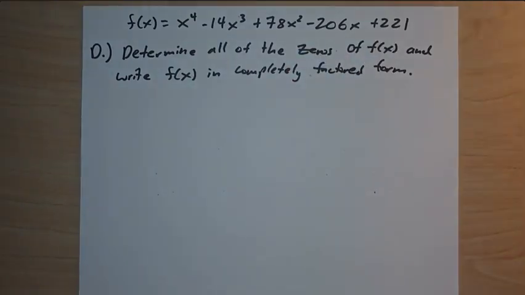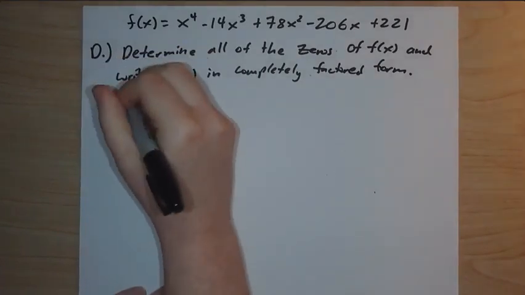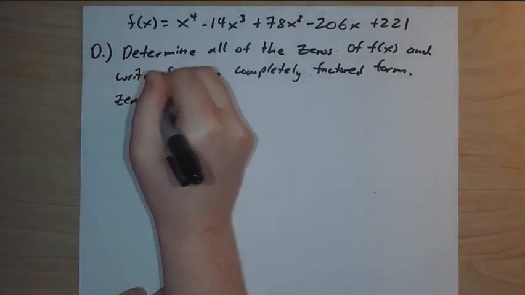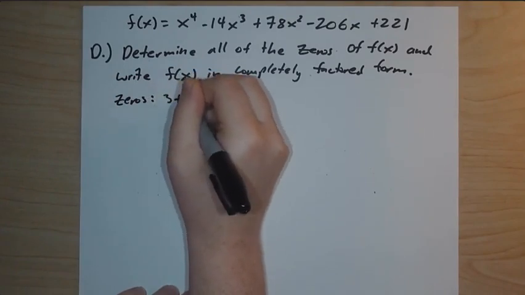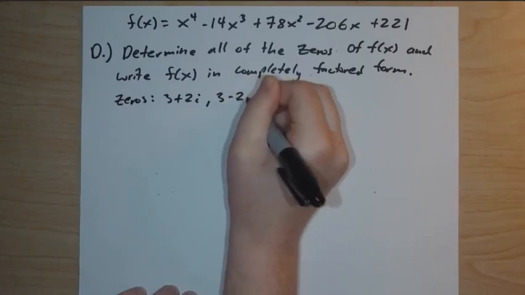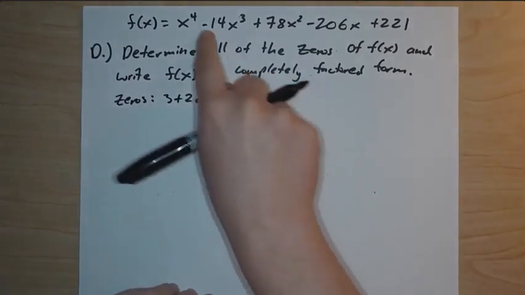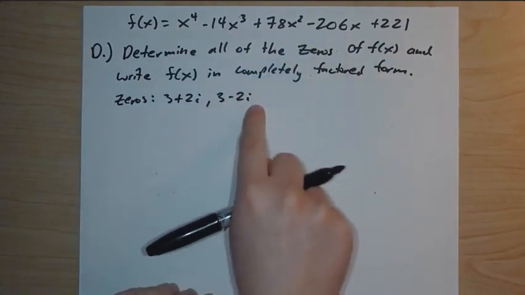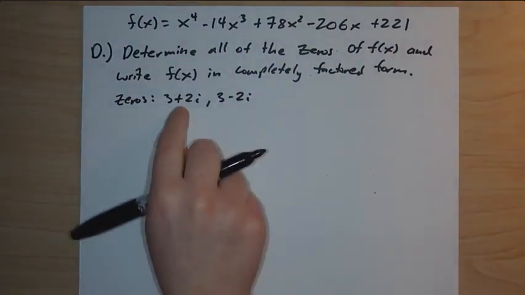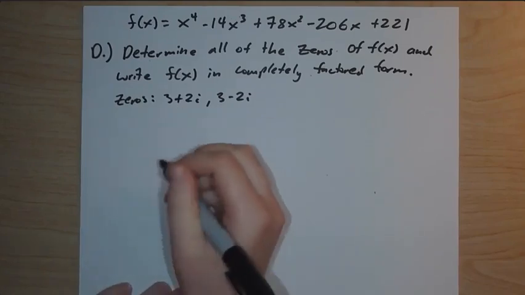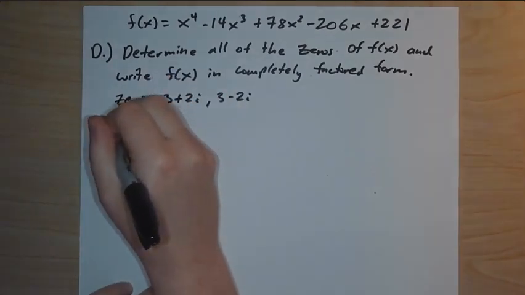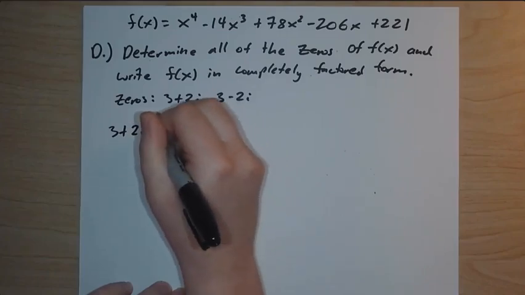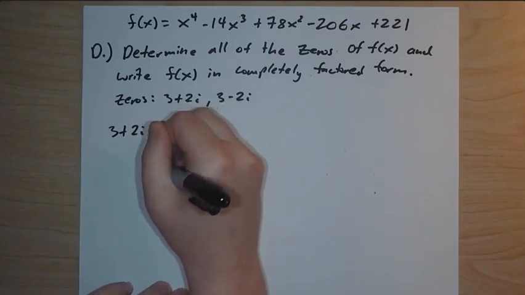In Part C, we were given the information that 3 minus 2i is a 0. So we know that there are zeros, 3 minus 2i and 3 plus 2i, which means we can divide this function out by our known zeros. So we're going to do 3 plus 2i first, using synthetic division, and it's going to be like this.